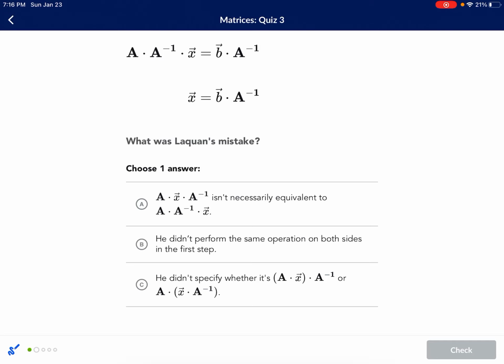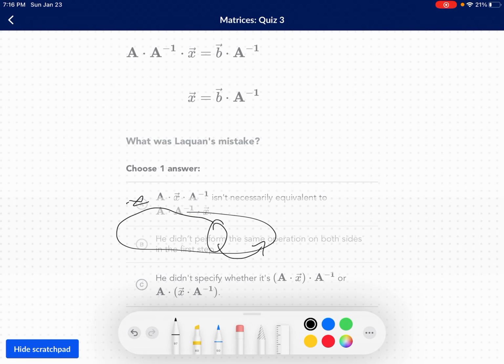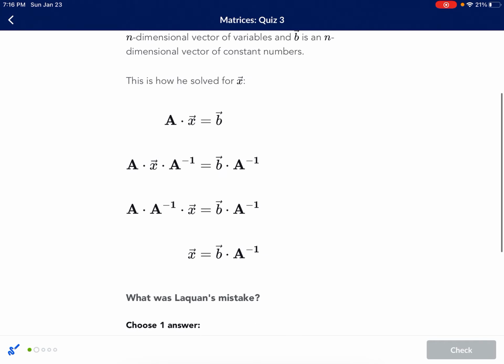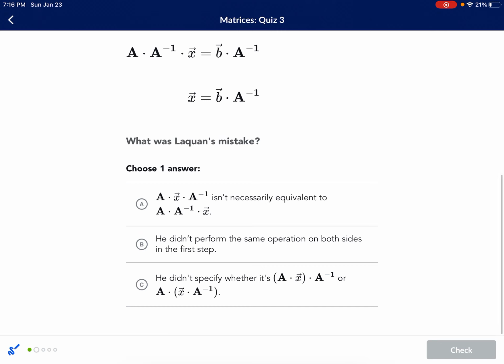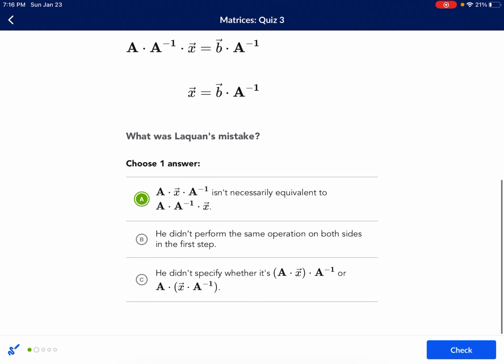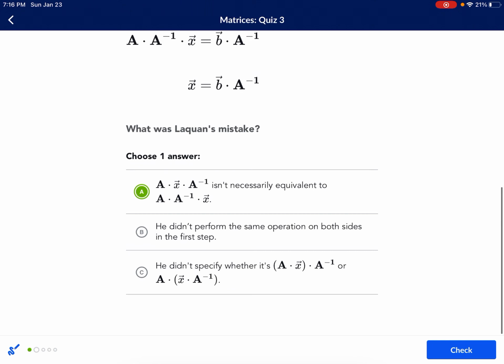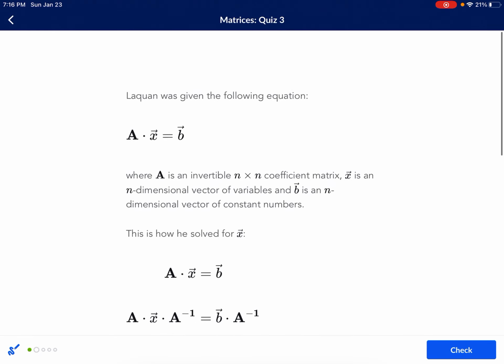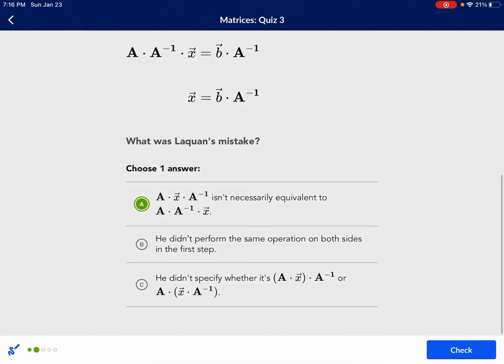A times x. This works, with the inverse, it works. So it's not A. B, he didn't perform the same operation on both sides. Yes, he did. He didn't specify whether it's... Wait, actually, I think it might be A, because C doesn't make sense. C, you don't have to specify which, because it's associative but not commutative. Oh yeah, it's A. It has to be A, because it's not commutative.